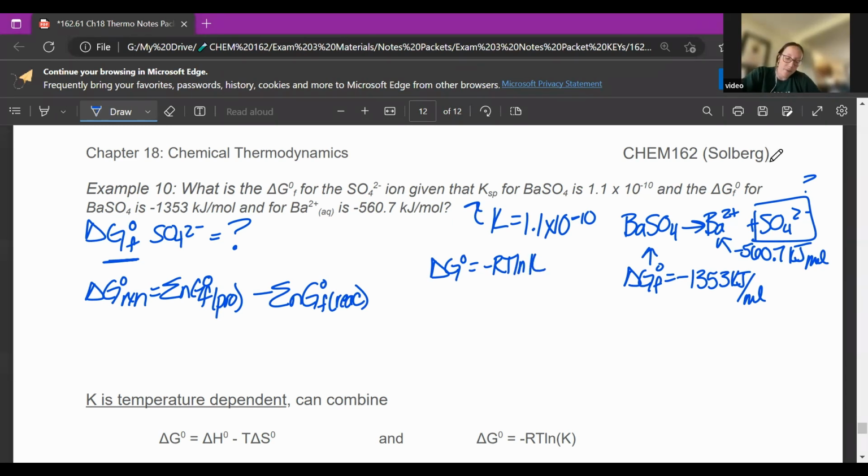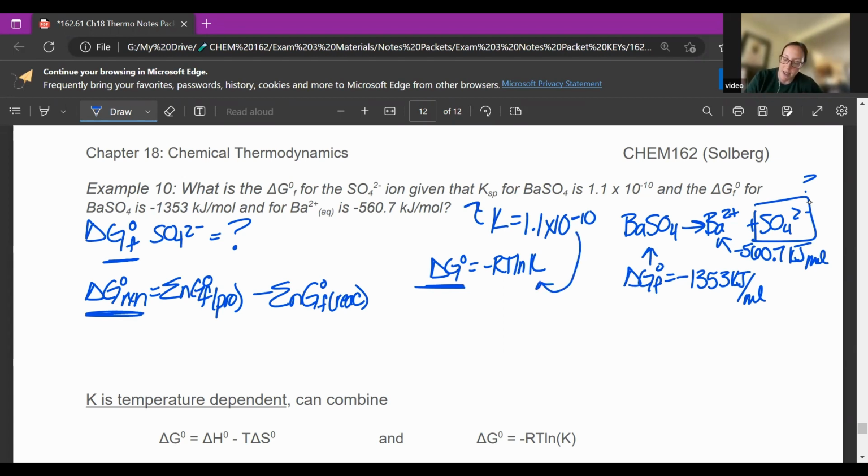And I'm giving you a formation for this thing and a formation for this thing. So once I write out my equation, I have the formation for this. I have the formation for this. I don't have it for this, okay? So these are related. This value and this value are the same thing, delta G naught of a reaction. So if I can solve one, I can plug it in and use it to solve the other.